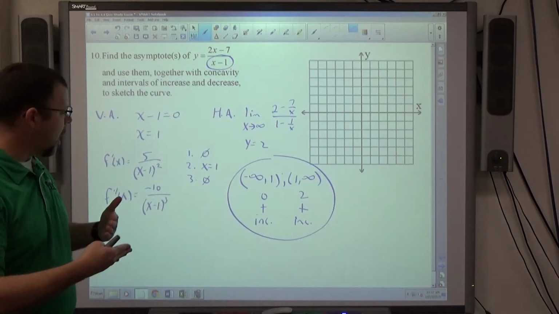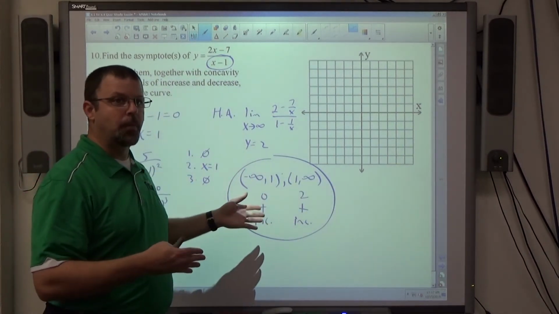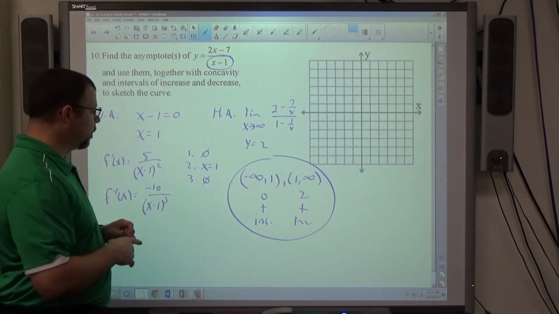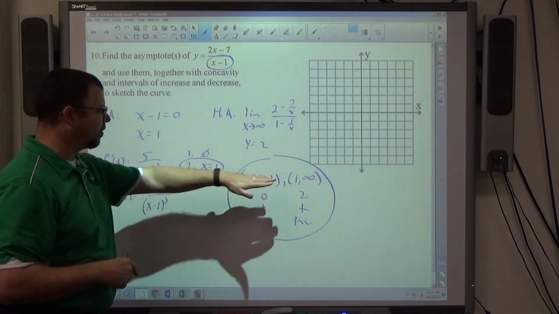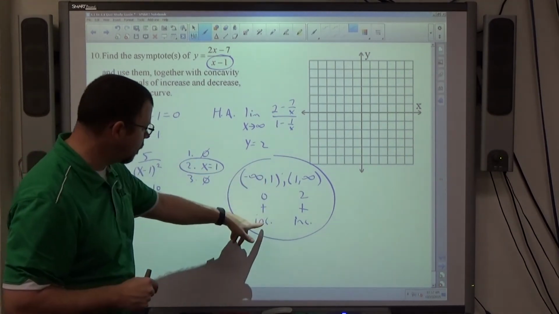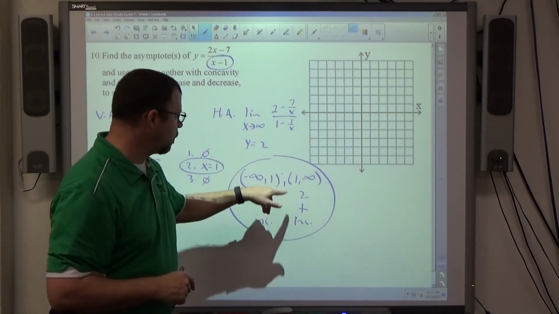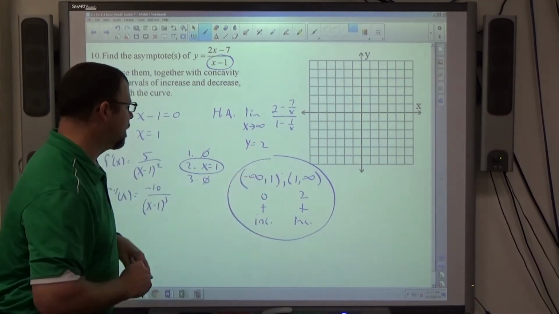Usually if there's a swap, if it goes increase, decrease, we get a maximum, or a minimum if it goes from decrease to increase. But x equals 1 is an undefined location. There's an asymptote there, so there's actually no point at 1. So even if it went increase, decrease, or decrease, increase, there would not be a minimum or maximum value there.